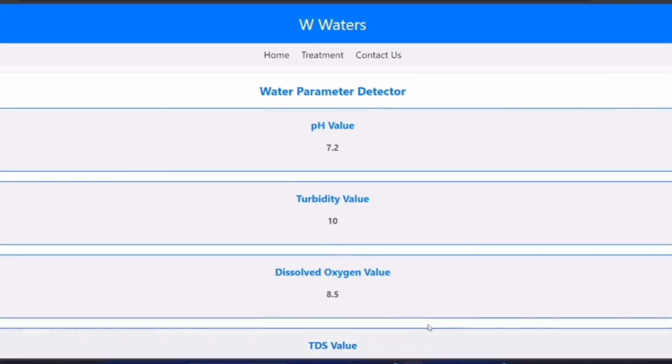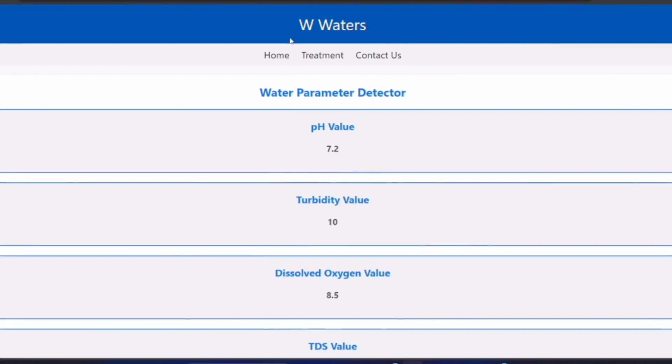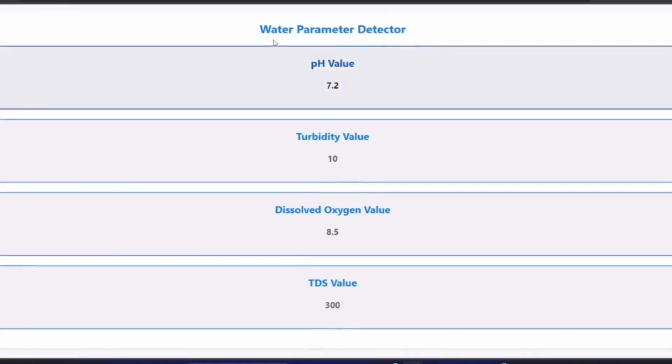So this is how our interface is going to look. As you can see, here are the parameters displayed, such as the pH value of water, turbidity value, dissolved oxygen value, TDS value, and so on. These values are all received from the sensor that we have placed, and are fed back into the software. Here the pH value is 7.2, which is suitable for drinking, and so is the turbidity value, which ranges from 10 NTU to 100 NTU. As it is 10 NTU, it is also fit for drinking.